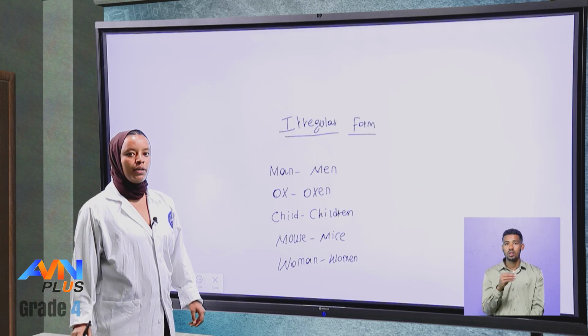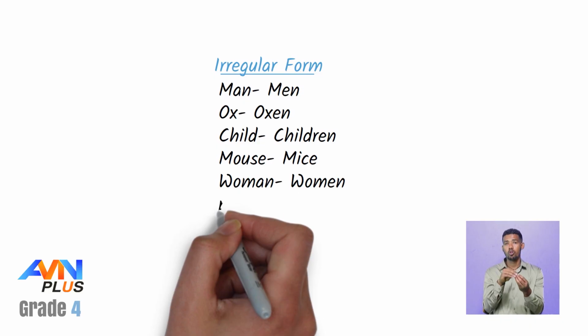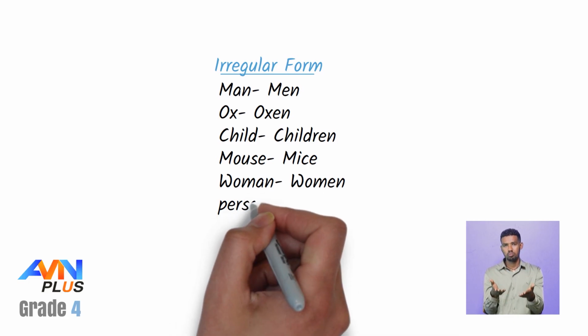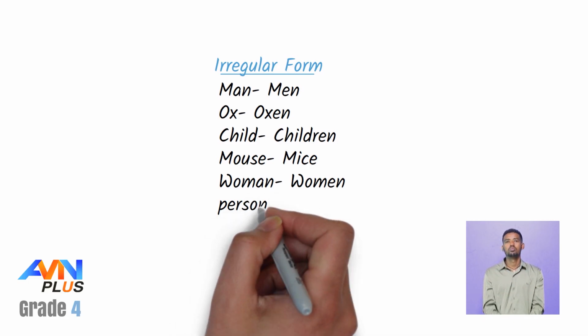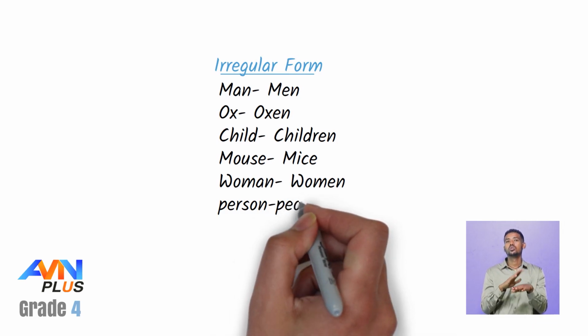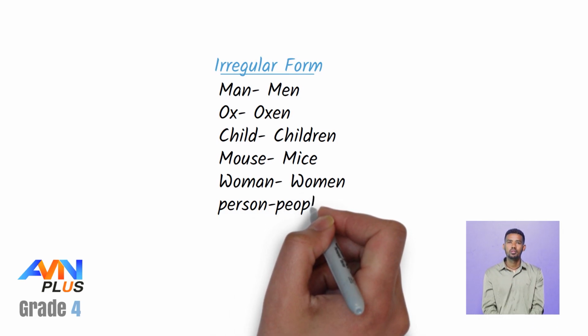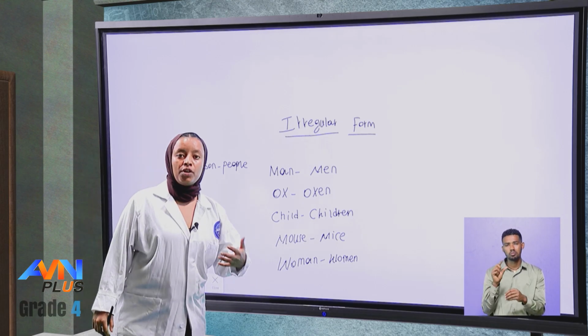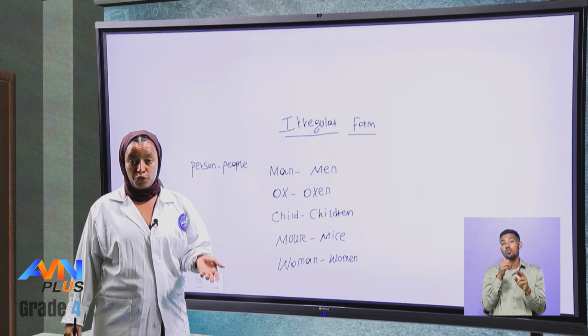And let me add one more example. For example, person. We don't say persons, we call them what? People. So students, these are some examples of irregular plural forms of nouns.